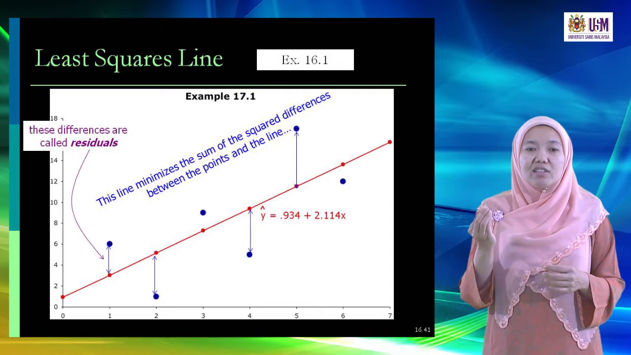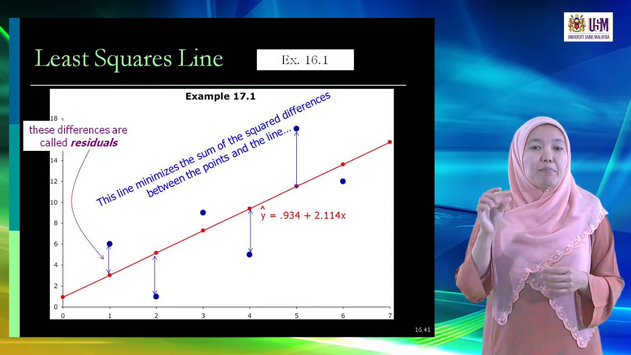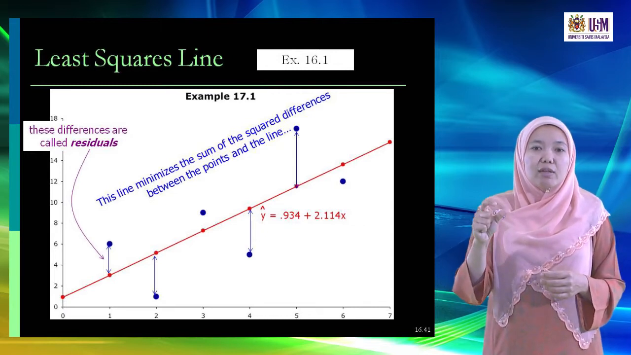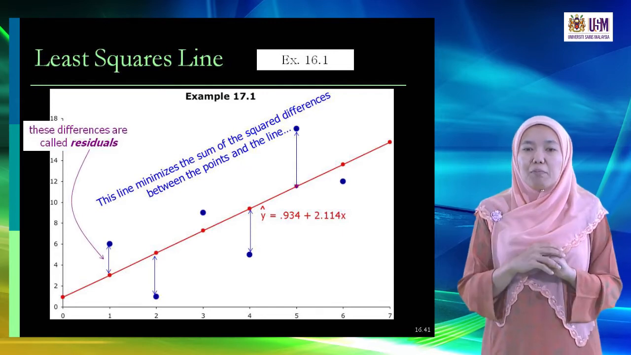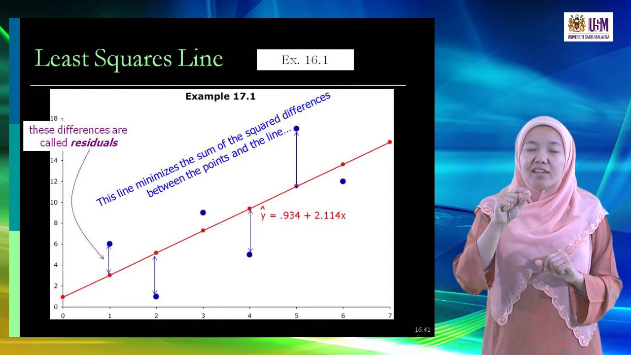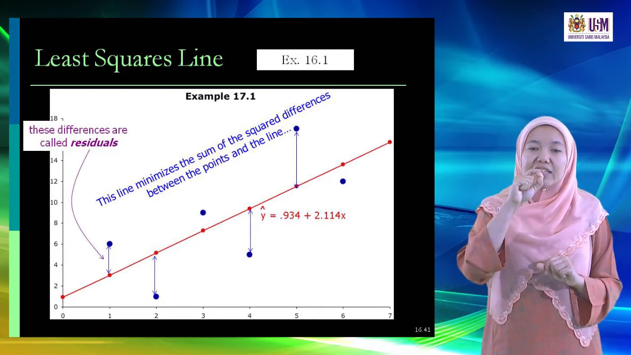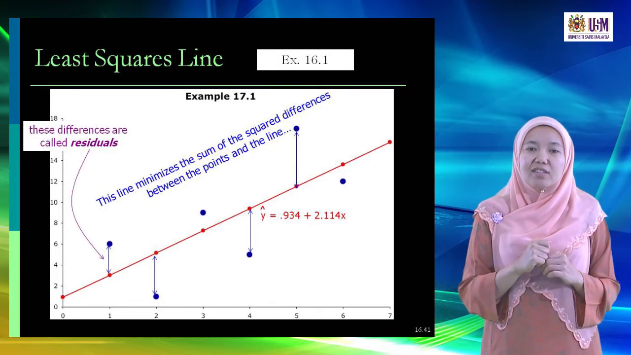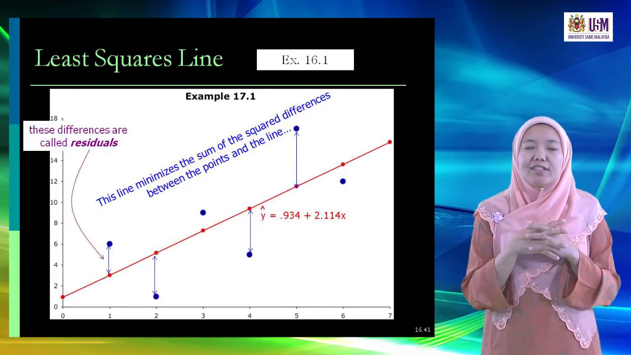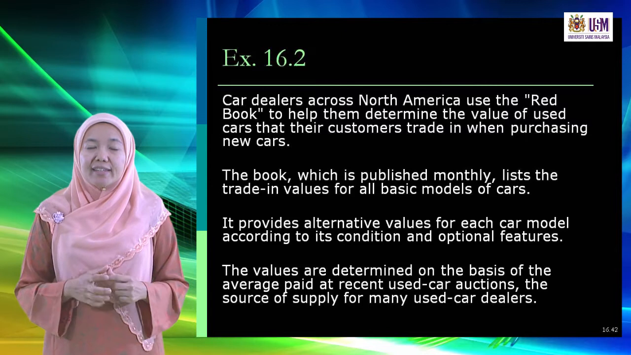The regression line is just a line that minimizes the sum of the squared differences between the points and the line, or simply known as the line of best fit. The red line is the best line that can describe your blue dots. You cannot draw any other red line that better explains your blue dots. Okay, let's move on to a second example.